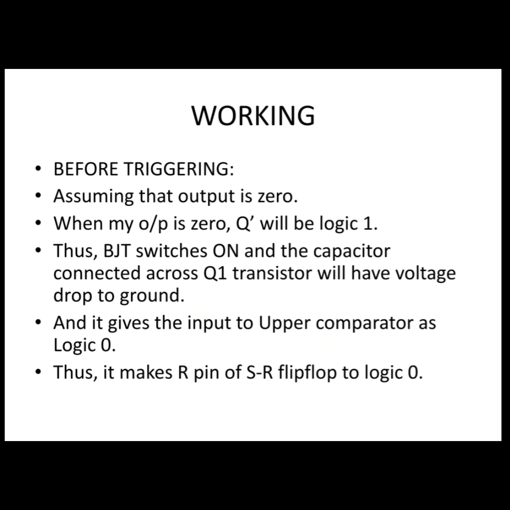And the working is basically classified into two: before triggering, and after applying the triggering voltage. First we see before triggering. Assuming that our output is 0, when my output is 0, Q dash will be logic 1. When the Q1 transistor switches on, the capacitor will have a voltage drop across it, and the voltage drop will be connected to the ground, and it gives input to the upper comparator as logic 0. Thus it makes the input to the R pin of the SR flip-flop logic 0.